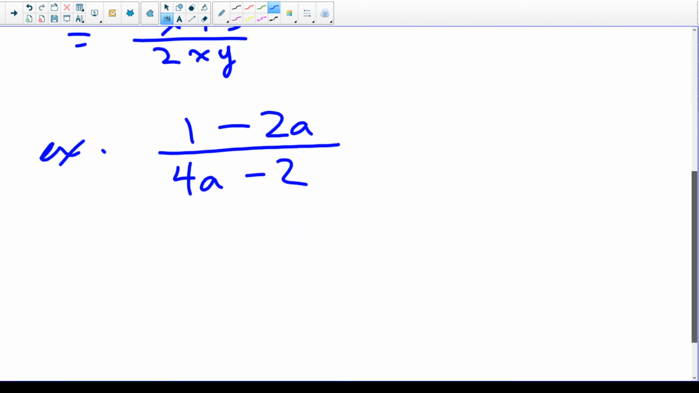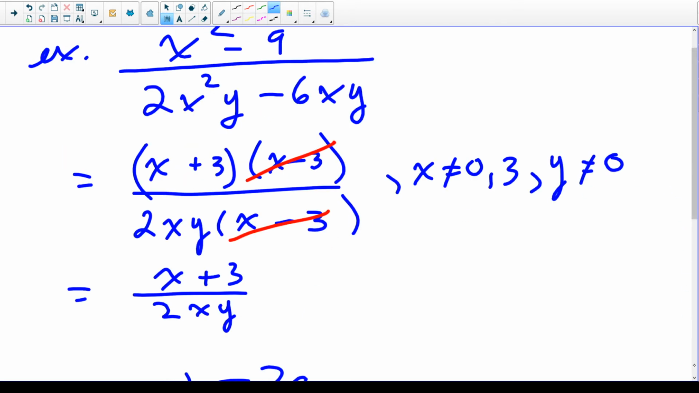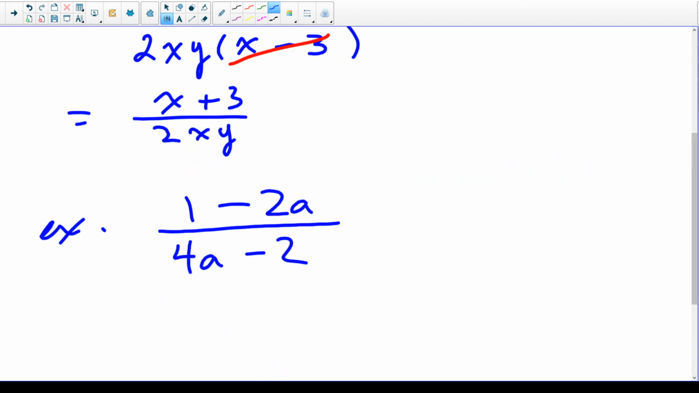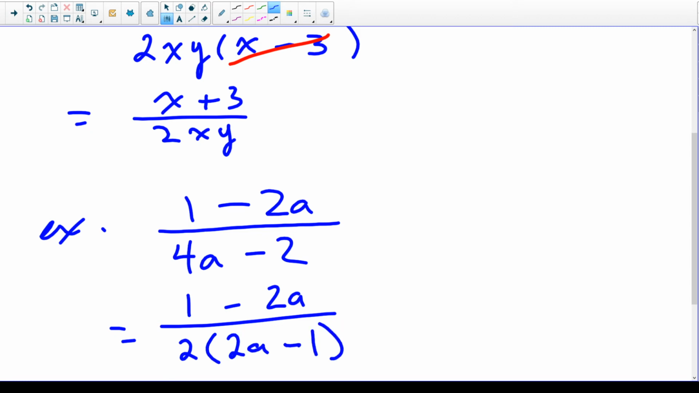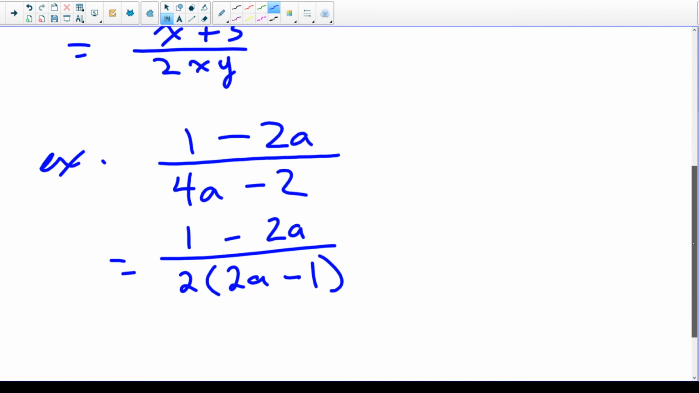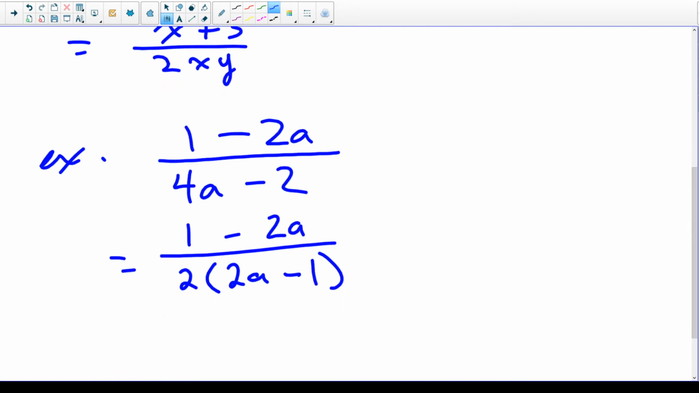Let's take a look at this one. Oops. I'm not sure why it keeps doing that on me. So this is an interesting one. Let's just factor out the bottom first, because we can see that it can be factored. Okay, and we'll see what happens after that. Some of you may already notice that there's going to be another issue.